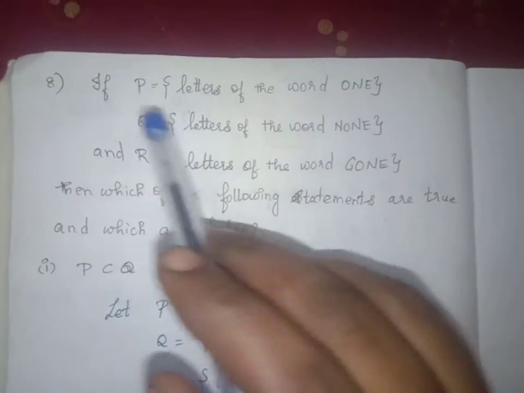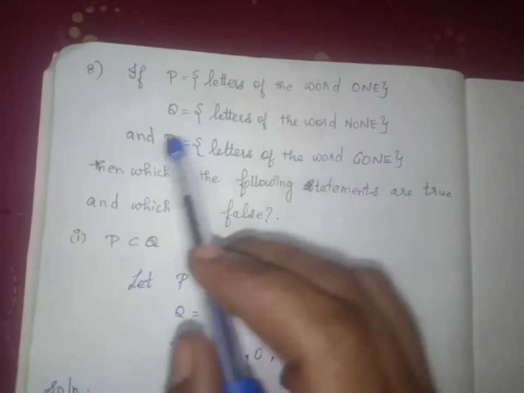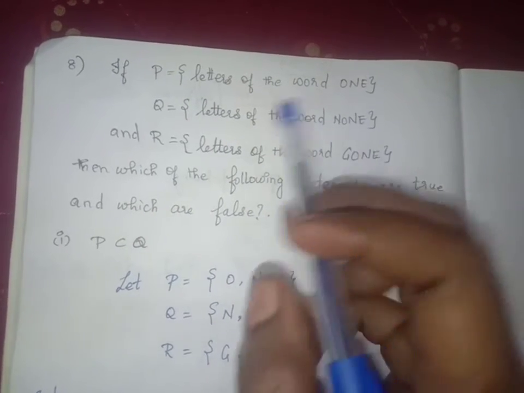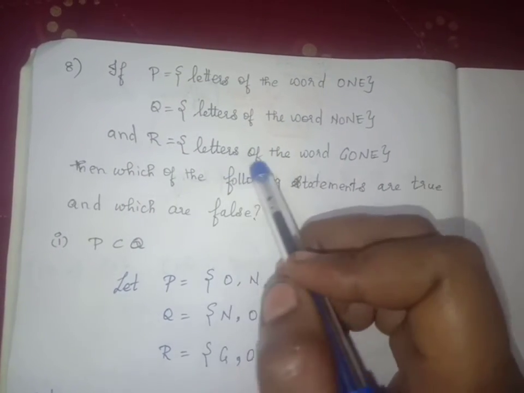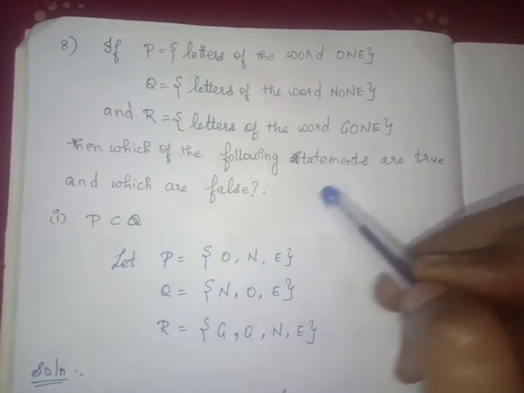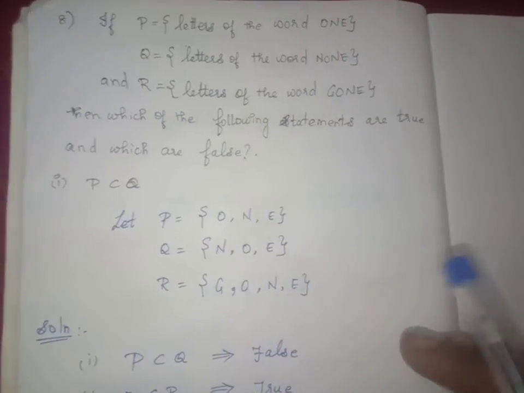The next one, 8th sum. If P is equal to the set of letters of the word ONE, and Q is equal to the set of letters of the word NONE, and R is the set of letters of the word GONE, then which of the following statements are true and which are false? So you will find the true or false statements.